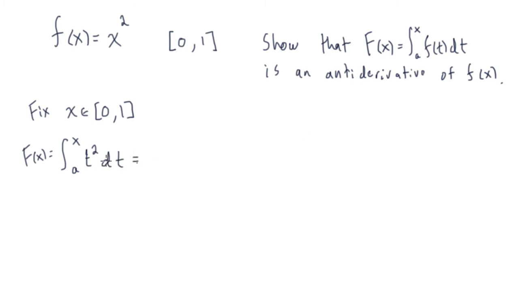Okay, so we're going to compute this definite integral by taking the limit of a Riemann sum. So the limit as n goes to infinity. Now I'm going to partition the interval from a to x into n pieces. So that's just going to be pieces of width x minus a over n. And then times, well, I'm adding up all of the heights.